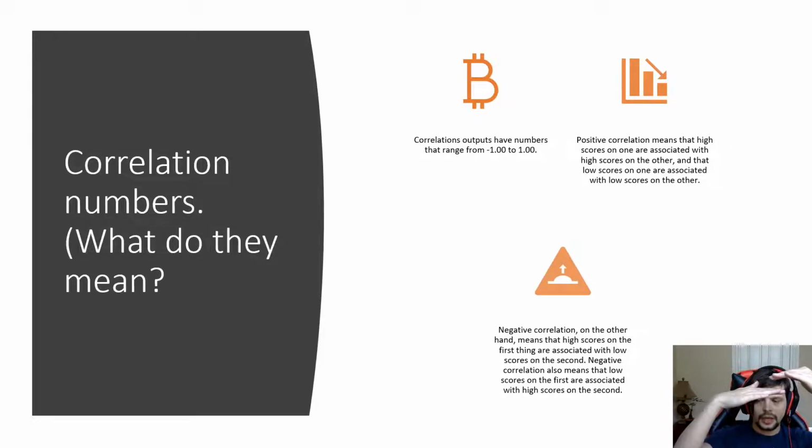They're both moving in the same direction. With coffee, temperature goes down, but coffee goes up. They're moving in opposite directions. And then negative correlation, as I said, means that high scores on the first thing are associated with low scores on the second. Negative correlation also means that low scores on the first are associated with high scores on the second. Do not get too confused about negative correlation. No matter what order you list them in, it's still the same sentence.